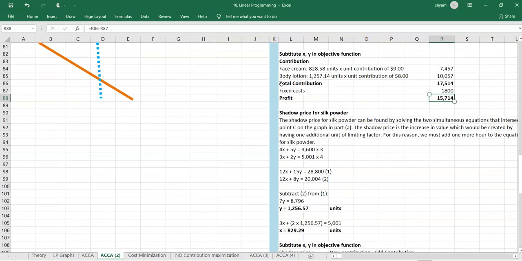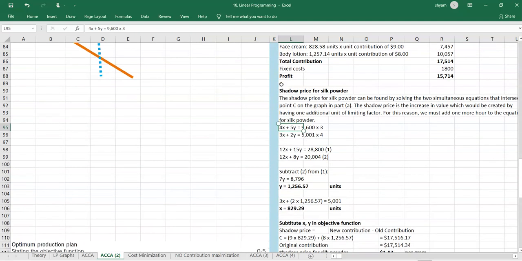To find out the shadow price, it's very simple. Take again the two line equations which are crossing the optimal point, the silk powder and the skilled labor. You can find out the shadow price for both. But whichever the question states, here they ask you to find the shadow price for silk powder. So in the silk powder equation alone, you increase it by 1 gram. If they ask you to find the shadow price for skilled labor, then you increase 9600 by 1, and the other one would stay at 5000. Just increase the one for which you are trying to find the shadow price.